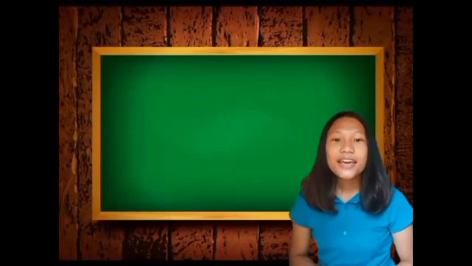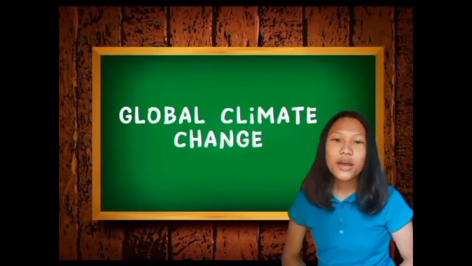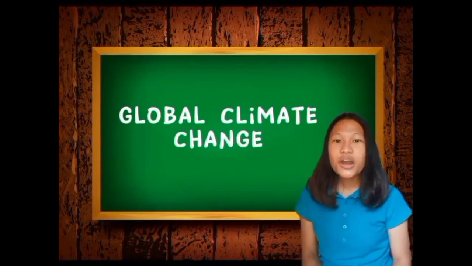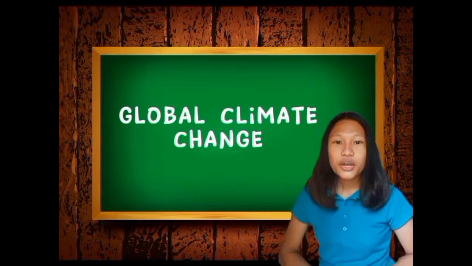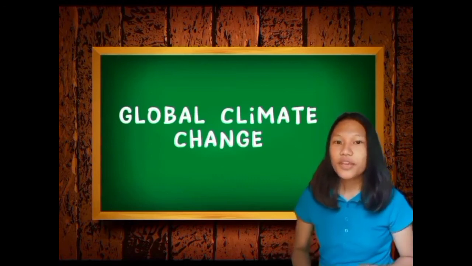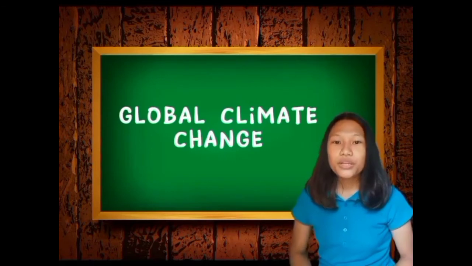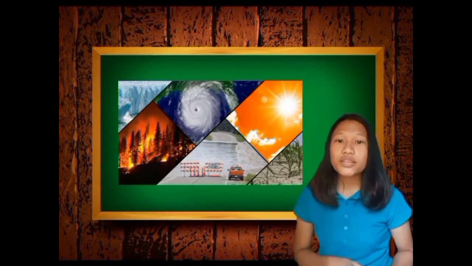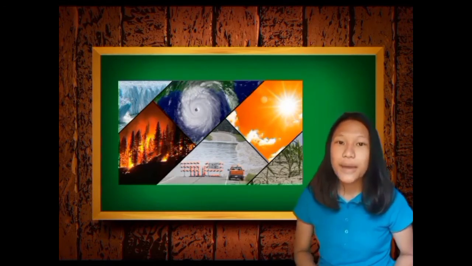And lastly, the global climate change. What do we mean by it? Global climate change refers to the average long-term changes over the entire Earth. This includes warming temperatures and changes in precipitation, as well as the effects of Earth's warming such as rising sea levels. There are major causes why this global climate change happens.